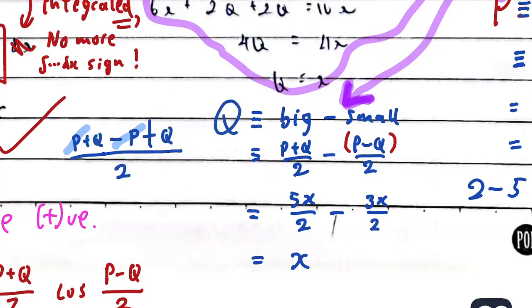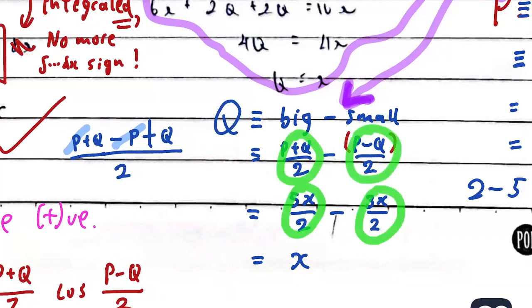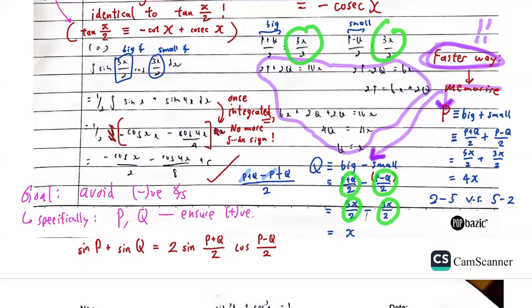So easy. Big minus small. 5x over 2 minus 3x over 2. Remember? Here and there. Then you get back your x. Very fast one. You see, all you need to do is this line. You can even do it in your head. This line, do it in your head. You can recover P and Q. Don't need to do simultaneous equations.